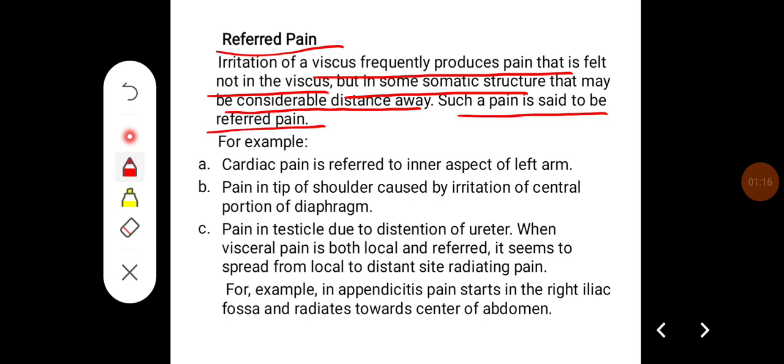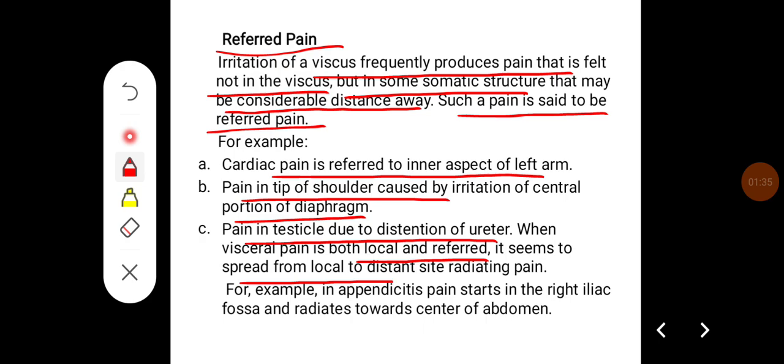For example, cardiac pain is referred to the inner aspect of the left arm, the pain in the tip of the shoulder is caused by irritation of the central portion of the diaphragm, and pain in the testicle is due to the distension of the ureter. When visceral pain is both local and referred, it seems to spread from the local to the distant site as a radiating pain. For example, in appendicitis, pain starts in the right iliac fossa and radiates towards the center of the abdomen.